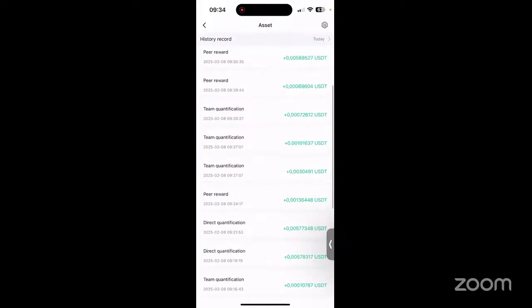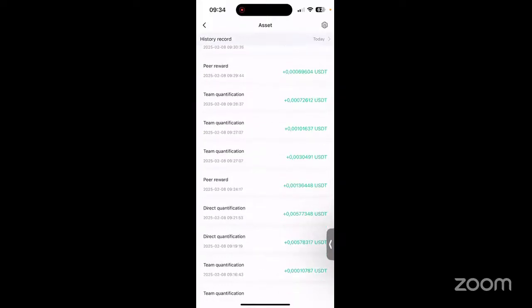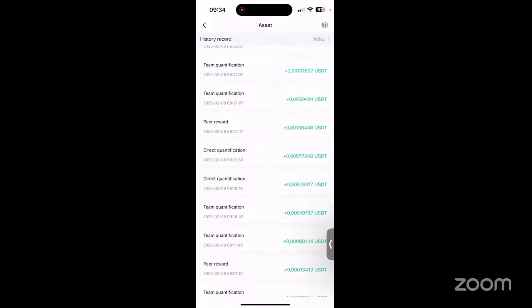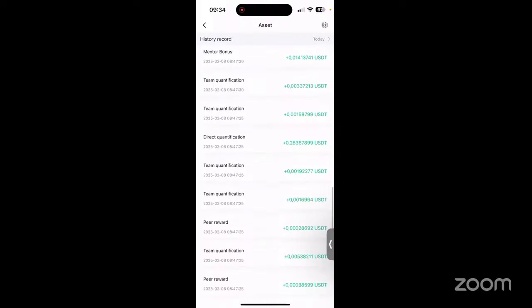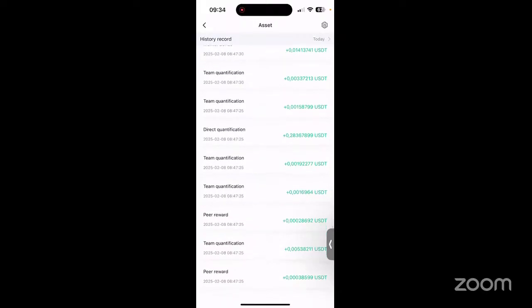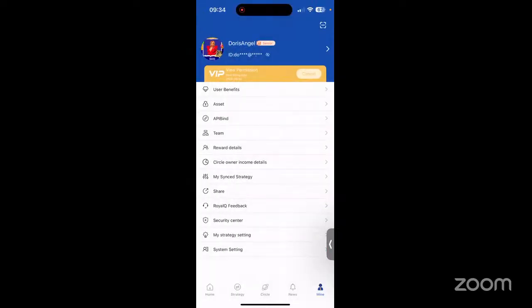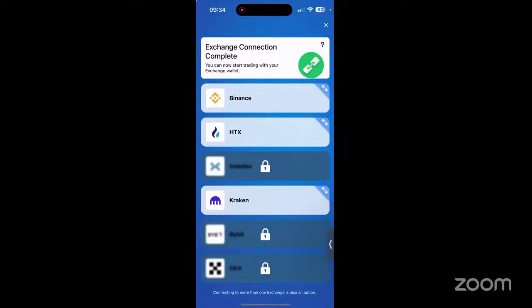History record, peer reward. I have someone in my team who is on the same rank as me, so I earn peer reward. Team quantification, my team members that I'm qualified to earn from. Direct quantification, you see them in that order. Mentor bonus, everything is added up. Simple as that. I don't have to go and ask Royalq, this my team member is trading with this one. You people didn't give me what I'm supposed to receive. See, some of my team members, they even did calculation to see if truly they've been adding everything. And it's there. The system works simple. No arguments. I don't have to talk long. Simple as that. API binding. We've already looked at that.